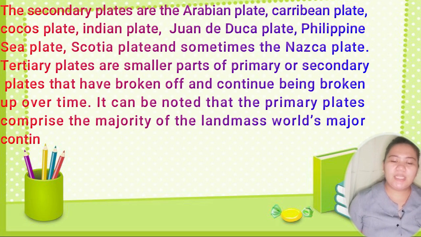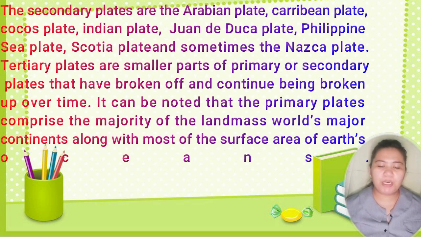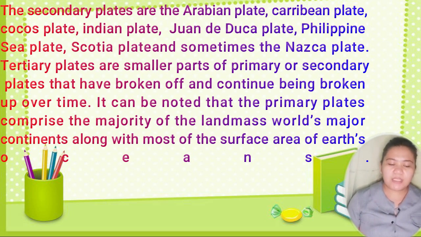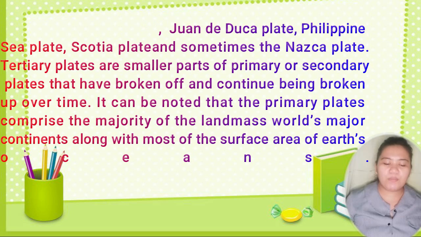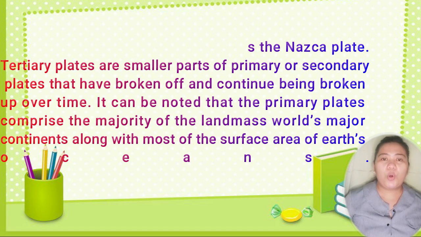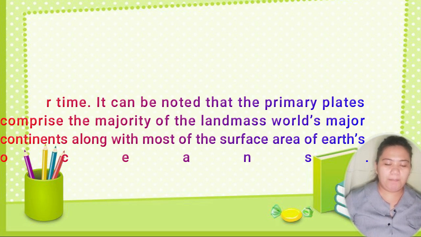The secondary plates are the Arabian plate, Caribbean plate, Cocos plate, Indian plate, Juan de Fuca plate, Philippine Sea plate, Scotia plate, and sometimes the Nazca plate. Tertiary plates are smaller parts of primary or secondary plates that have broken off and continue being broken off over time. It can be noted that the primary plates comprise the majority of the land masses of the world's major continents along with most of the surface area of Earth's oceans.